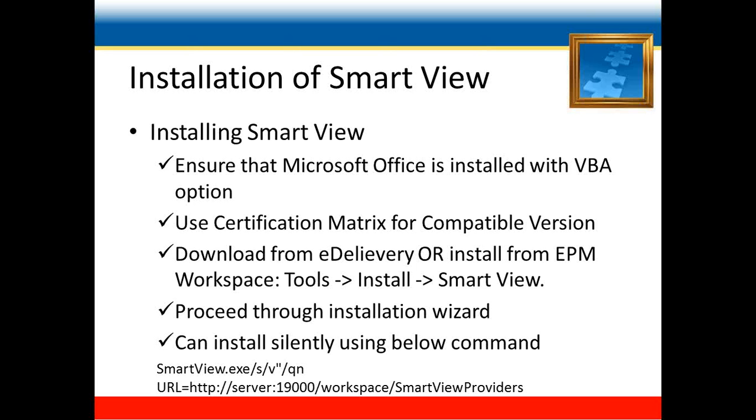We can download SmartView from eDelivery, or we can install it directly from EPM Workspace if we have it in our EPM product suite. From EPM Workspace, we need to navigate to Tools, then to Install, and then we can choose the option SmartView to install SmartView from Workspace. If you proceed through this installation wizard, the installation will be successful, and after a successful installation, we can see a brand new tab in our Microsoft Office suite products, which will be SmartView.